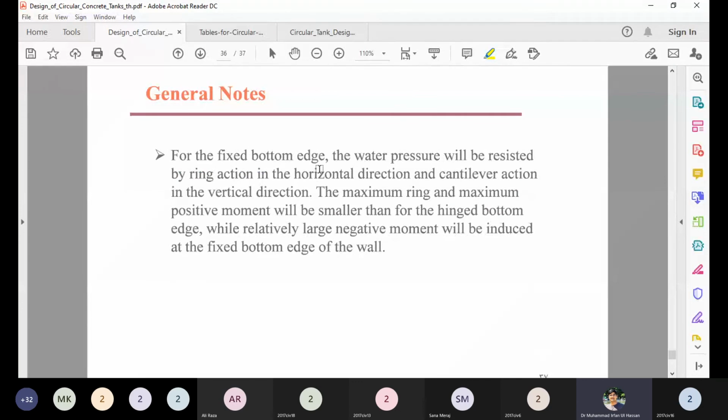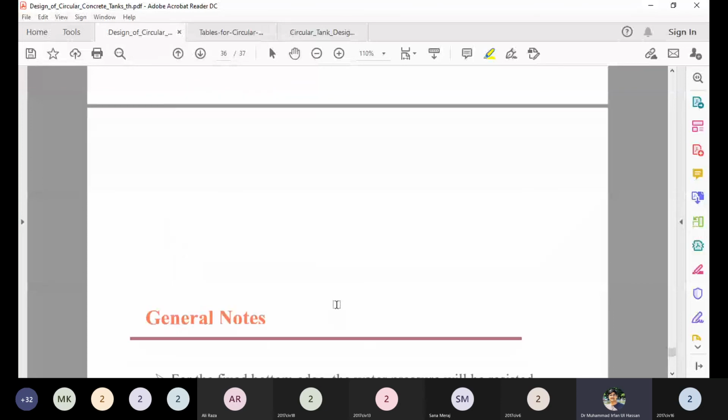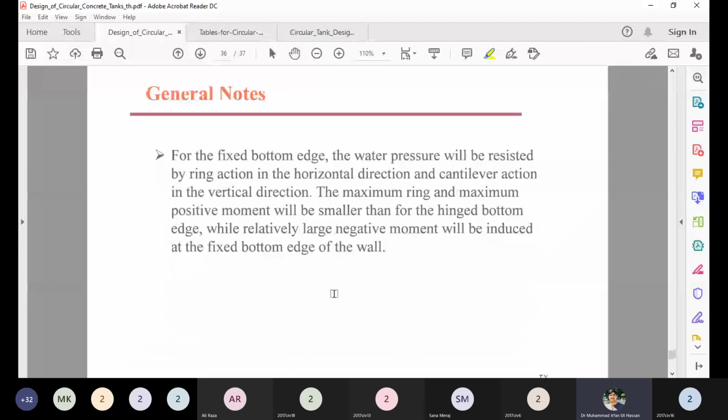Then is the fixed bottom edge. When the fixed base is there, which is a common case, the water pressure will be resisted by the ring action in the horizontal direction and cantilever action in the vertical direction. So maximum ring tension and maximum positive moment will be smaller than for the hinge bottom edge, while relatively larger negative moment will be introduced. What happens is that when I consider it as a hinge bottom end, larger ring tension is produced and lesser moment is there. But when I consider it as a fixed bottom, larger negative moment is produced in the vertical direction and lesser ring tension will be seen.